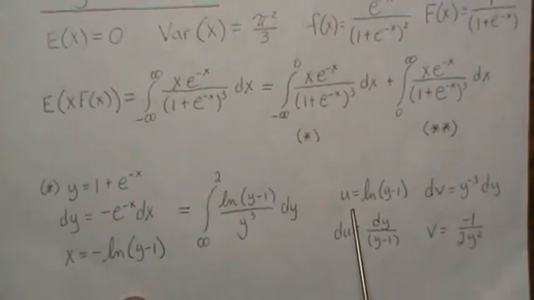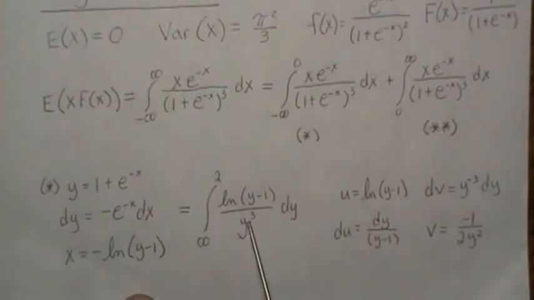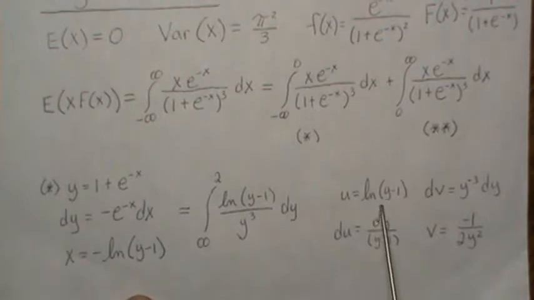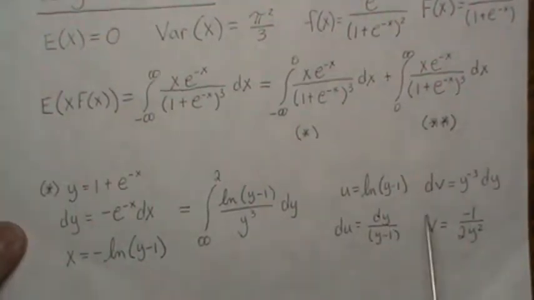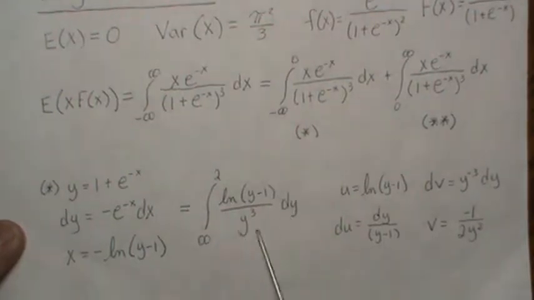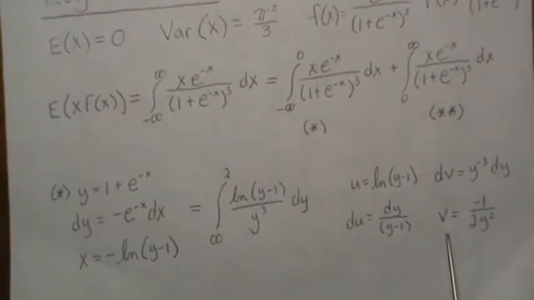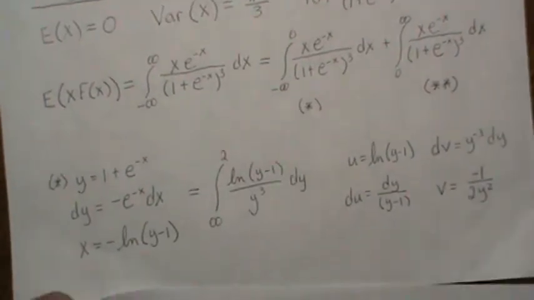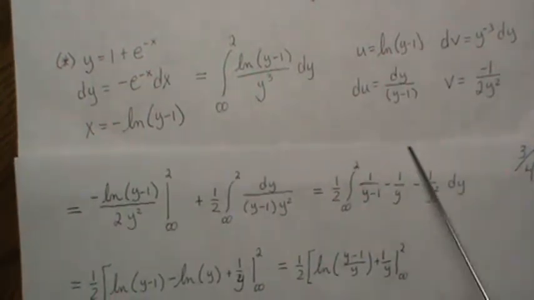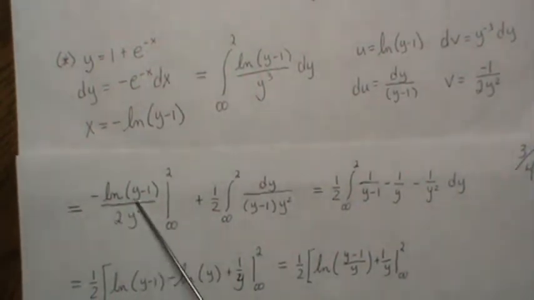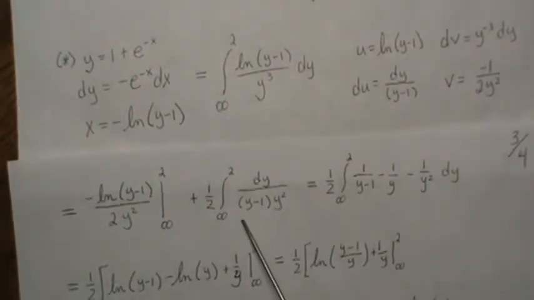Now we're going to do an integration by parts. We're going to let u equal this, so the derivative is 1 over y minus 1. dv is the rest. Take the antiderivative, we get this. So then on this page, see if we can keep it in. So we get u times v, and then this is v du.